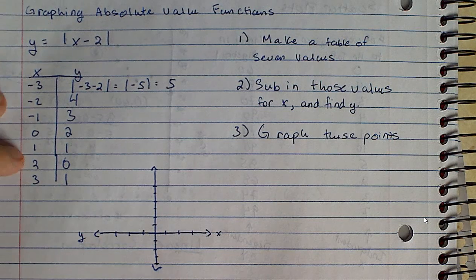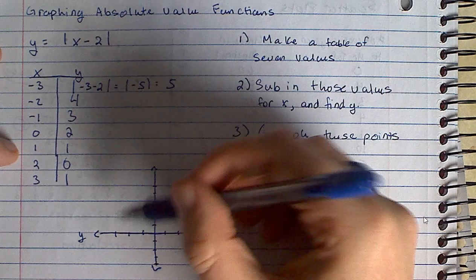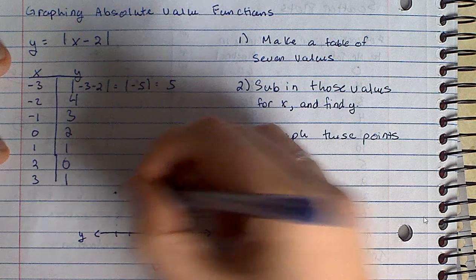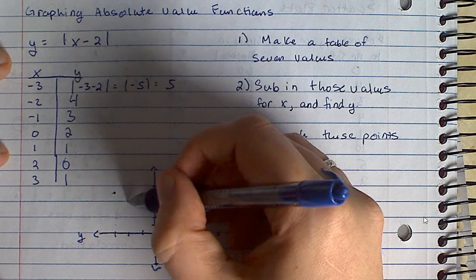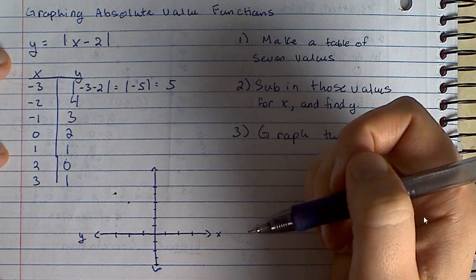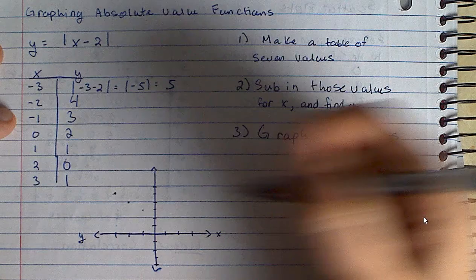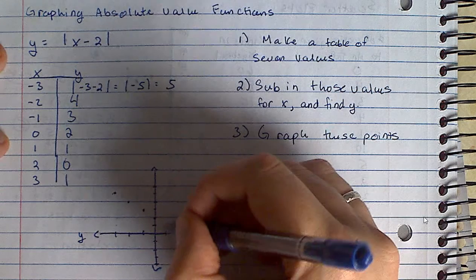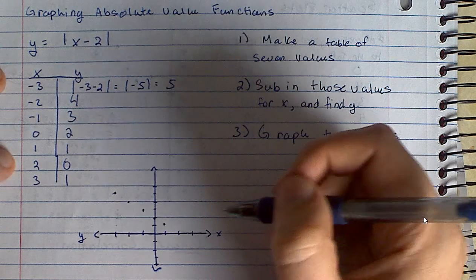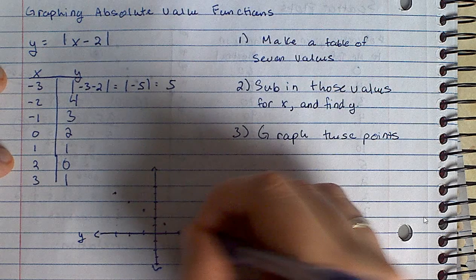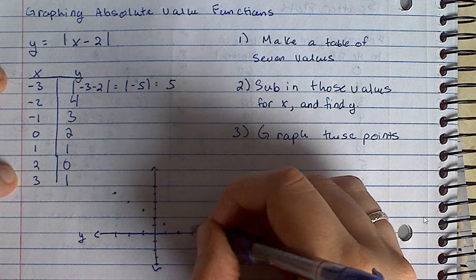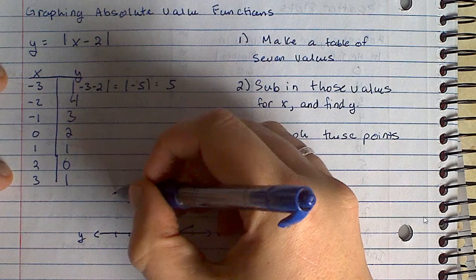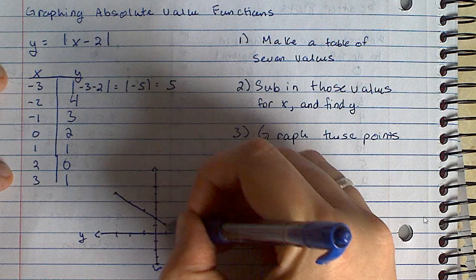My first spot is going to be negative 3, positive 5. So 1, 2, 3, 1, 2, 3, 4, 5. And then negative 2, 4. And then negative 1, 3. And then 0, 2. And then 1, 1. And 2, 0. And then 3, 1. And when I connect them, it makes this kind of check mark thing.